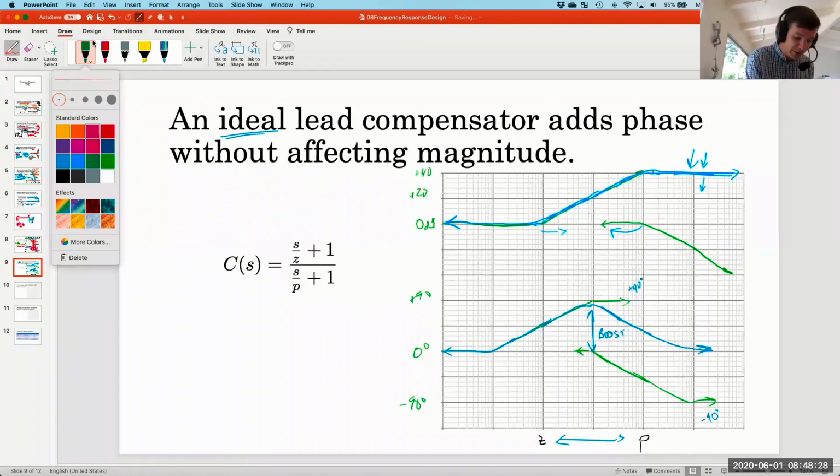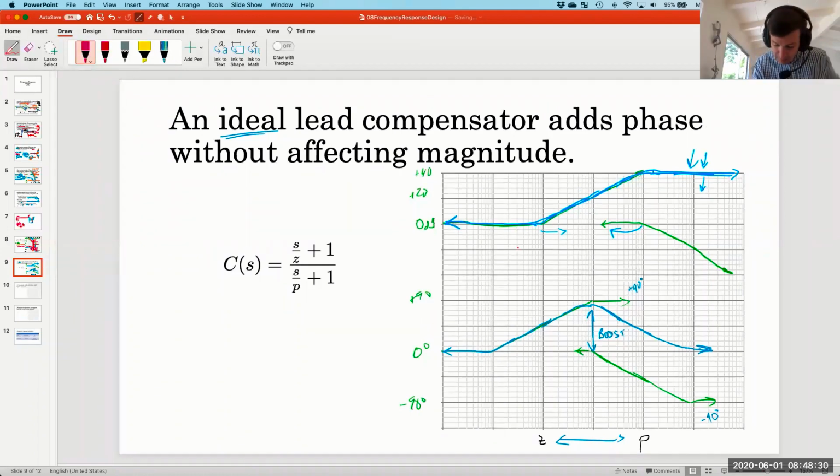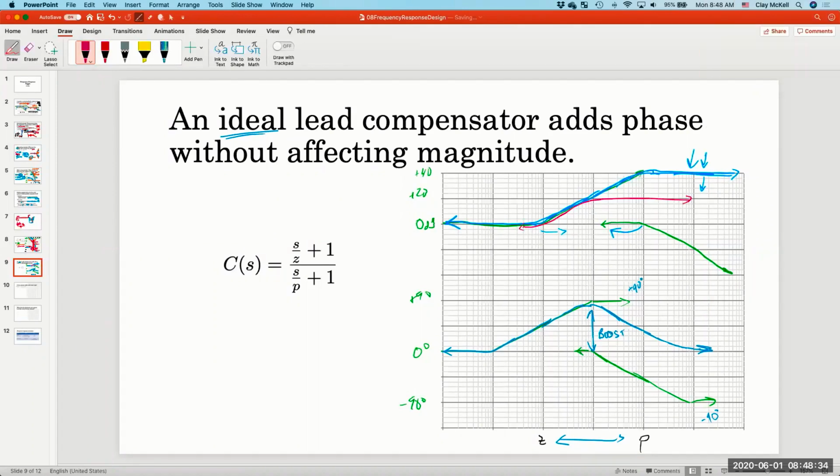No, let's do pink again. We would get something like that, right? If this was the P prime, say. Okay, so it really is a transaction. If you want more phase boost, you have to pay for it with more high frequency gain. If you can afford a smaller phase boost, right?